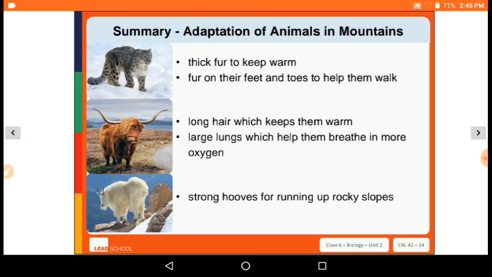So let us summarize the adaptations of animals. Thick fur keeps them warm, and fur on the feet helps the snow leopard walk in snow. Then there is the yak, with long hair which keeps it warm, and large lungs which help it breathe in more oxygen. And the last one is the mountain goat, which has strong hooves for running on rocky slopes.